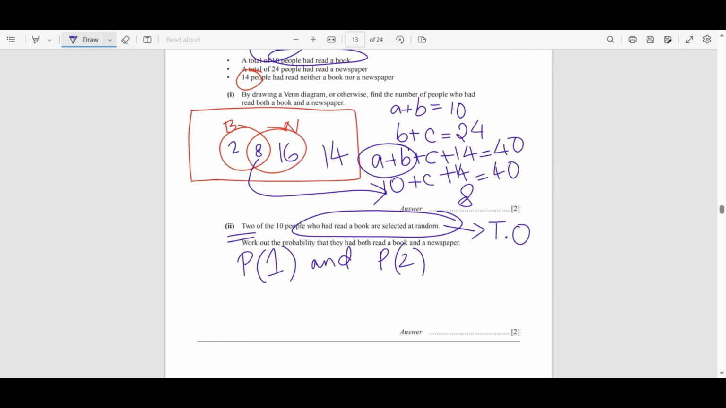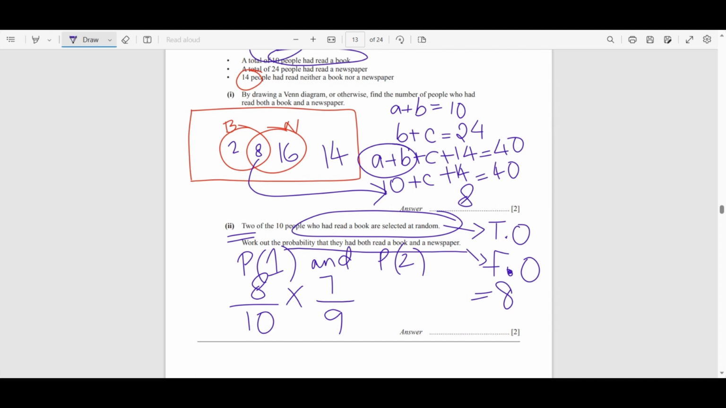So work out the probability that they both had read a book and a newspaper. So this is my favorable outcome because we need to calculate the probability of this. The people that have read both newspaper and book are 8. So my first person's probability is going to be 8 out of 10. And in probability, 'and' means multiplication. And my second person's probability is going to be 7 on 9. And the reason for this is that if one person is already selected out of 10, I'll be left with 9 people. So the denominator changes.